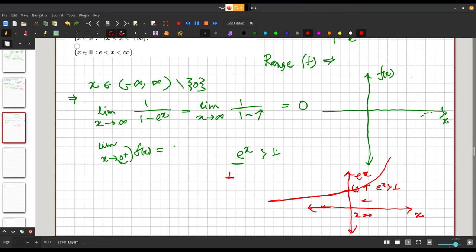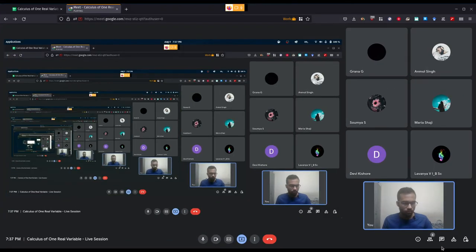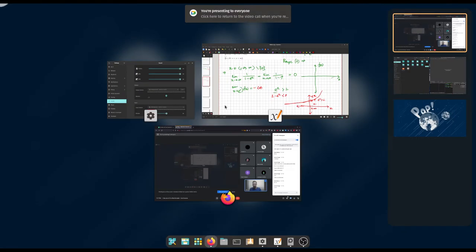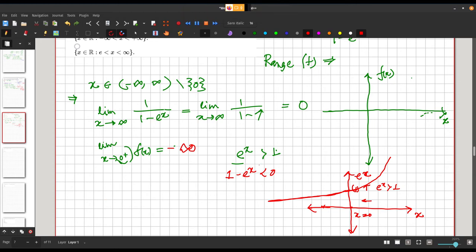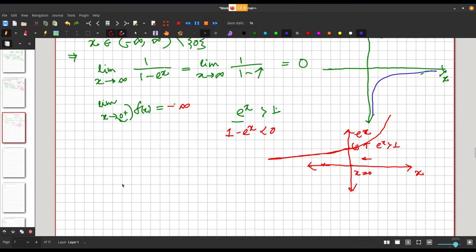If it is greater than 1, then 1 minus e to the power x will be less than 0. That means this will be minus infinity. Let me write it clearly. So how will the function look? It will be like this, right? Then let us check this limit also.